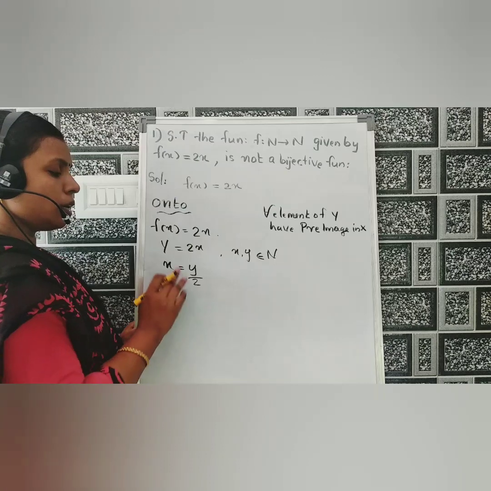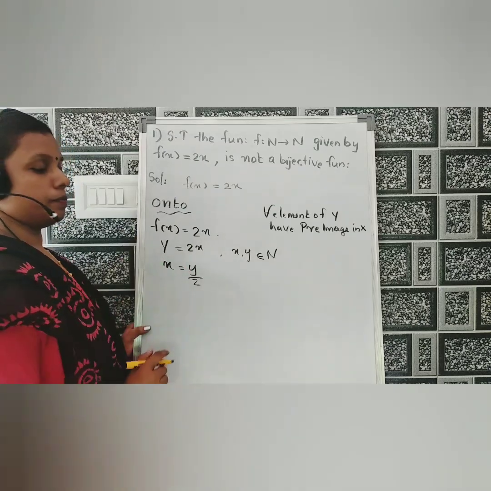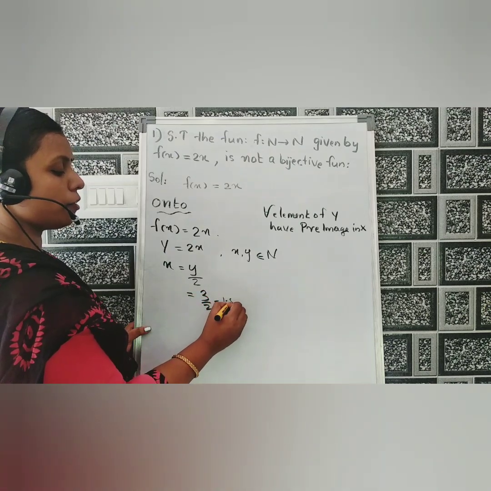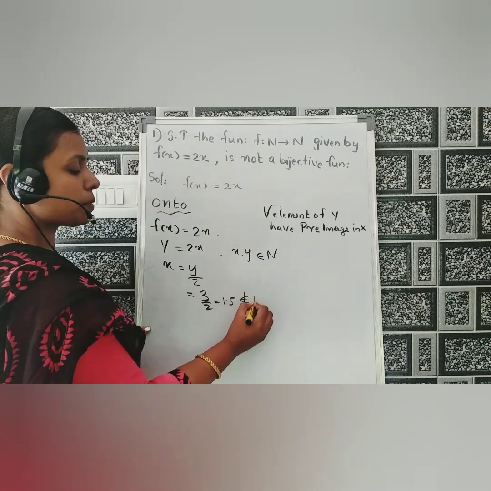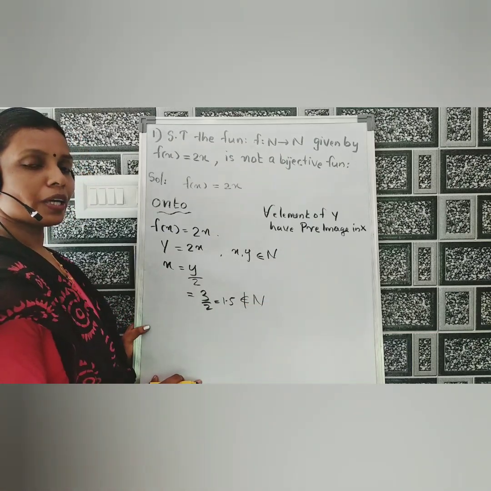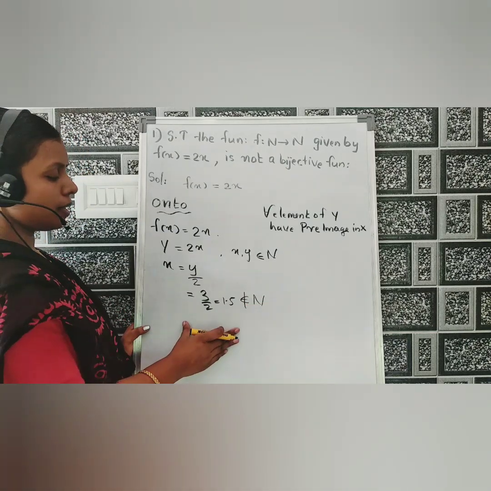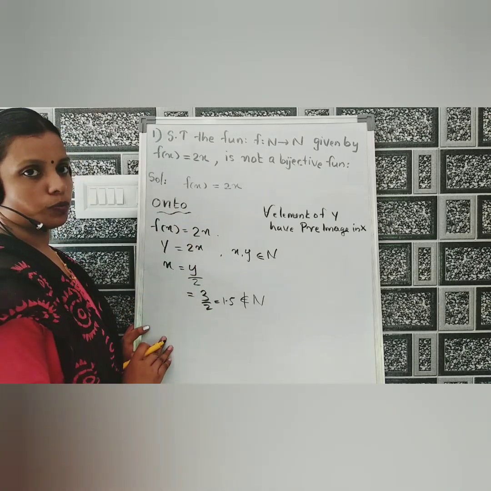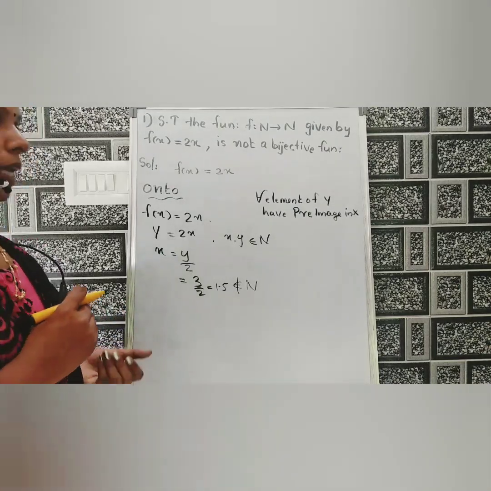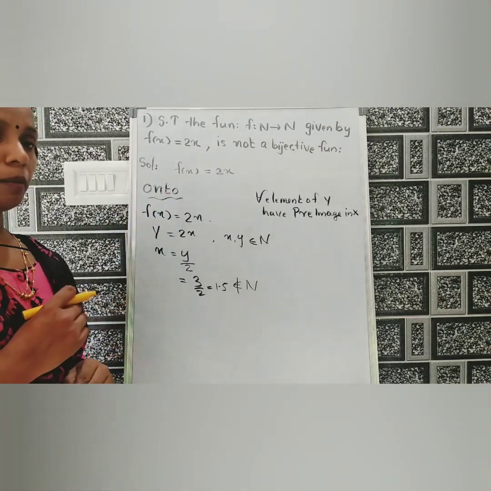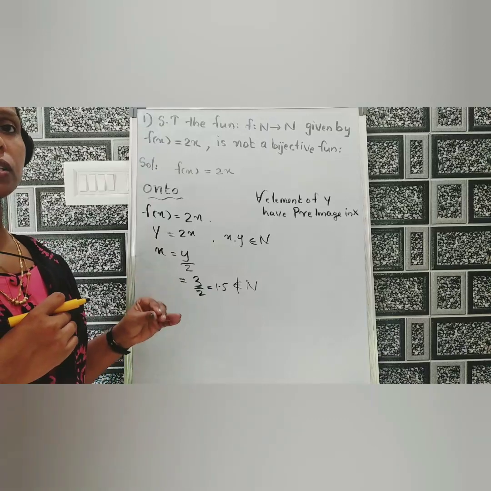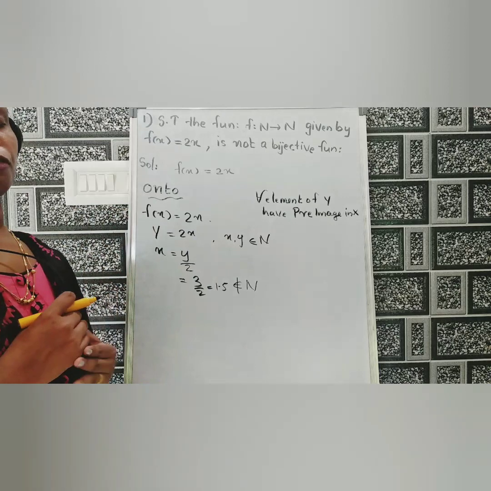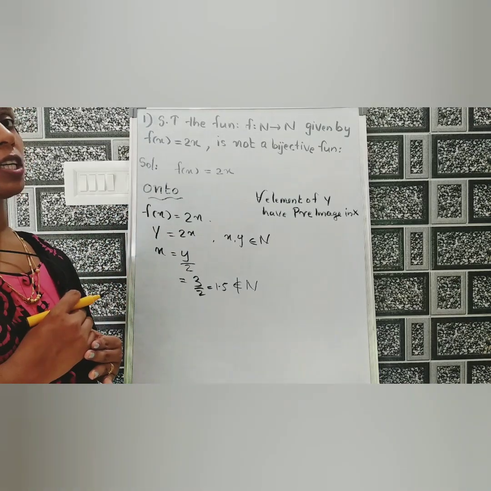Consider y is equal to 3. We get 3 by 2, that is equal to 1.5, which does not belong to capital N. Then we say that this function is not onto. Then we conclude that this function is 1-1 but not onto. That means this function is not a bijective function.